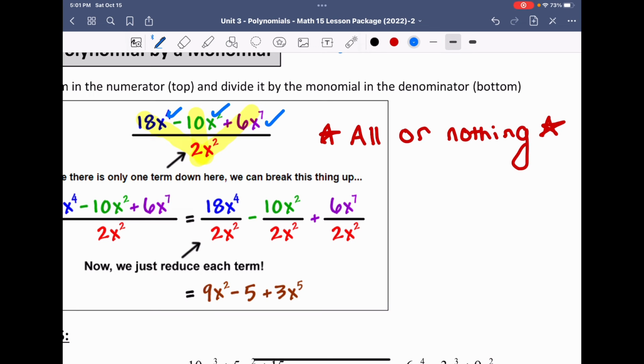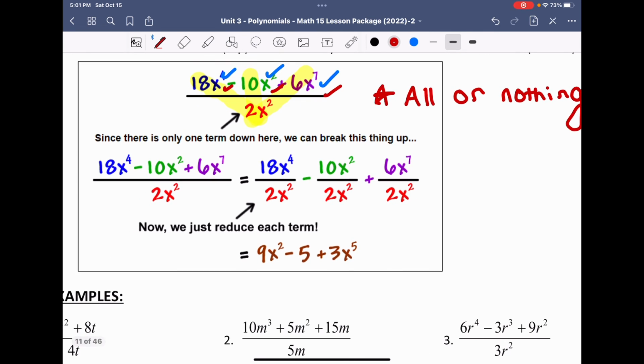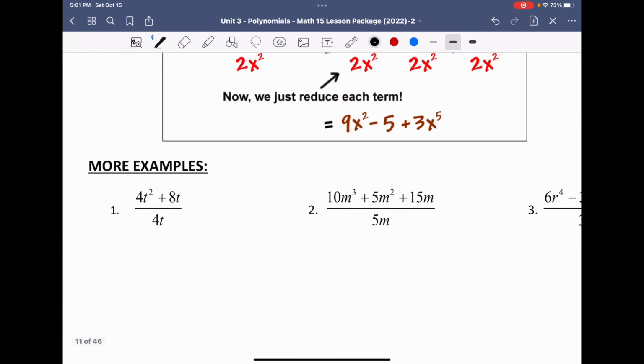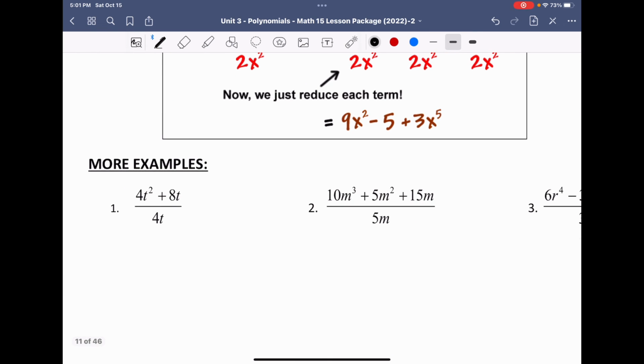And same with the variables. I have to look at the variables and say, is there an x on each term? If that's true, I can put a check mark next to each of these and say it's all or nothing. In this case, everything can divide, so we can divide this, and therefore you could divide each term. Now let's actually put this into practice. If I'm looking at the examples here, I have a 4t squared plus 8t over 4t.